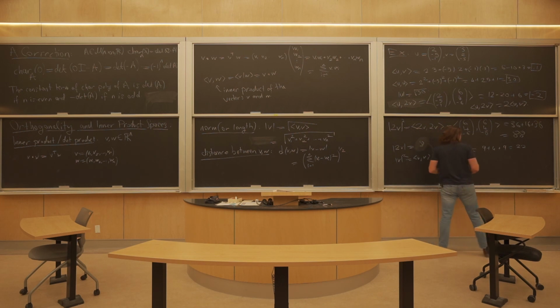So 88 is 8 times 11. 8 is 4 times 2, so this is 2 root 22 squared, which means that this is 2 root 22. And there you go. The norm of v squared is 22, which means that the norm of v is root 22. And so we get the thing.